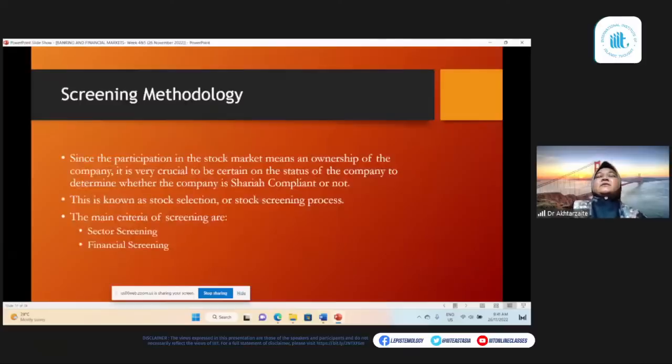Next, we go to the screening methodology. What do we mean by screening methodology? In our current modern time, it is quite difficult to find a company whereby the business is 100% Sharia compliant from A to Z, right? We can take the example of a big supermarket, for example Lotus supermarket. Their business is buying and selling goods, groceries, and the basic needs of the people.